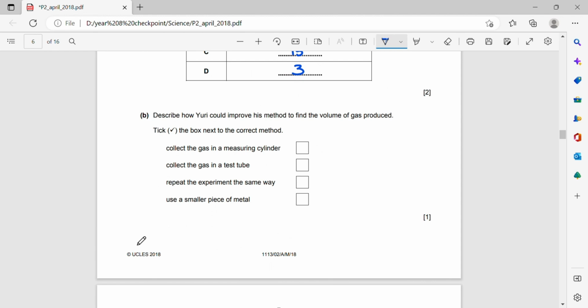Describe how Yuri could improve this method to find the volume of a gas produced. Tick the box next to the correct method. Here, Yuri wants to find the volume of the gas. What can he do? Collect the gas in a measuring cylinder, collect the gas in a test tube, repeat the experiment the same way, use a smaller piece of metal. Collect the gas in a measuring cylinder is correct. Collecting the gas in a test tube is not correct because you cannot find the volume. Repeating the experiment the same way, it's useless. Use a smaller piece of metal. You cannot find the volume by this method.